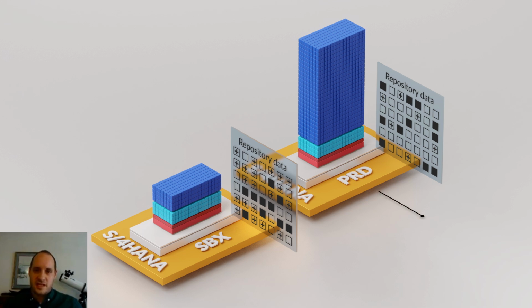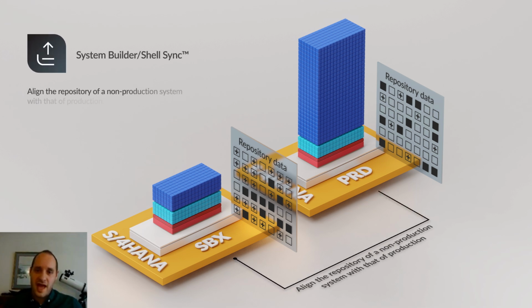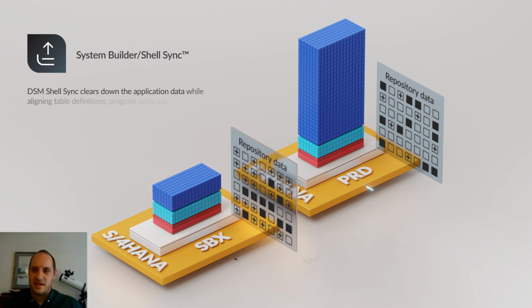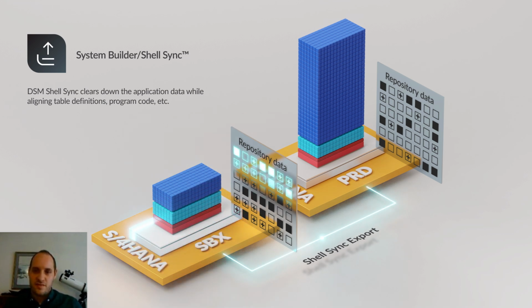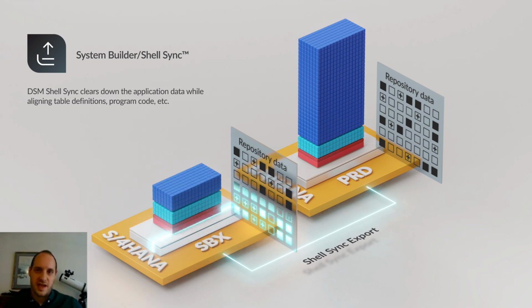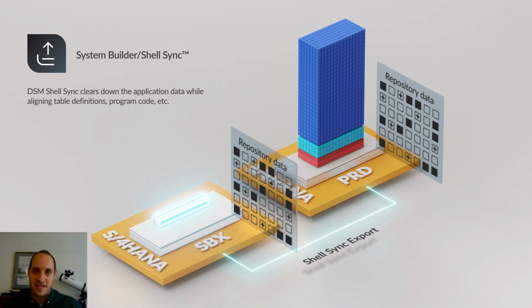Visually looking at it, this is what it's going to look like. So you already have a pre-production system. That pre-production system already contains a reduced client, and you just want to replace that with now a shell of your production system. So with shell sync, this is what's going to happen. We take that existing system and replace it in place with the shell from the production system.